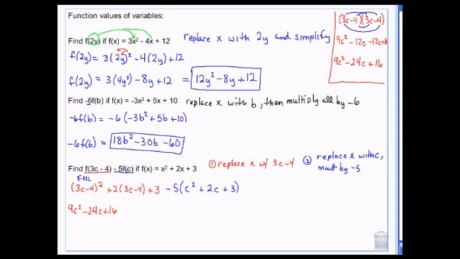Then I have to distribute this 2. So that gives me 6c minus 8, and then that plus 3 is still just hanging out. Now I also have to distribute this negative 5 times everything, because everything had to be multiplied by negative 5. So that gives me negative 5c squared minus 10c minus 15.